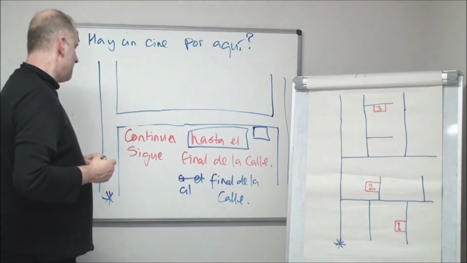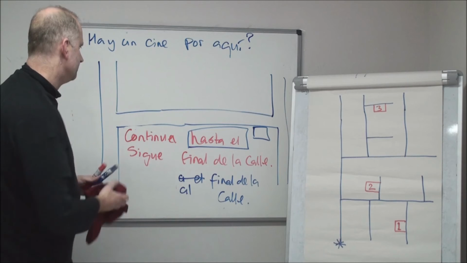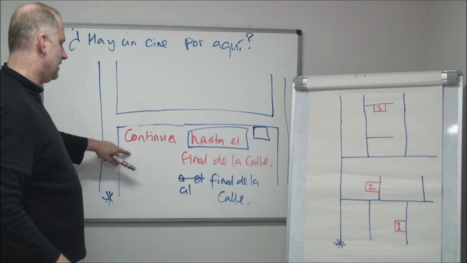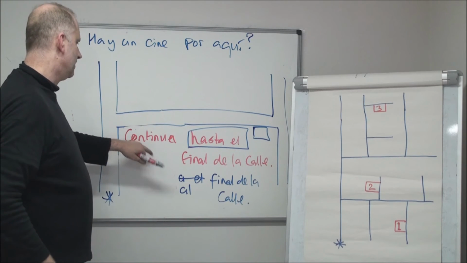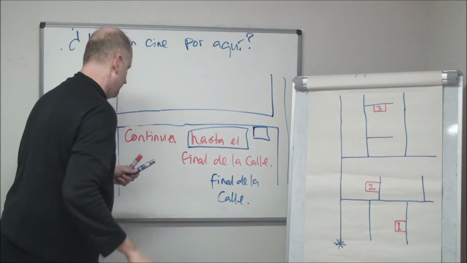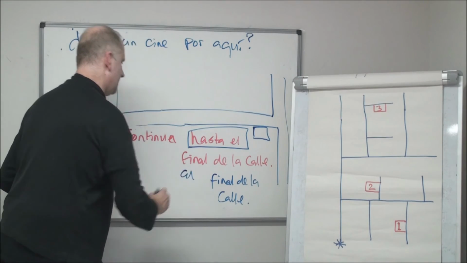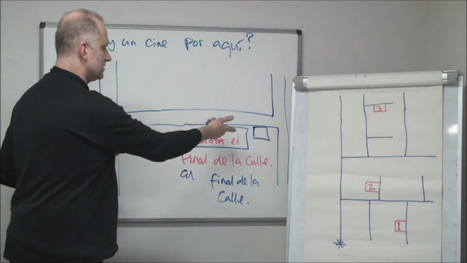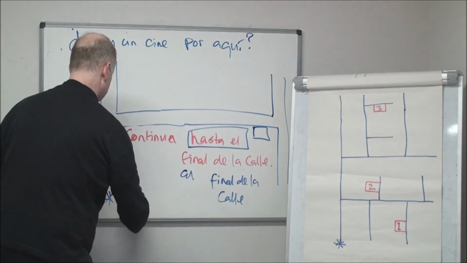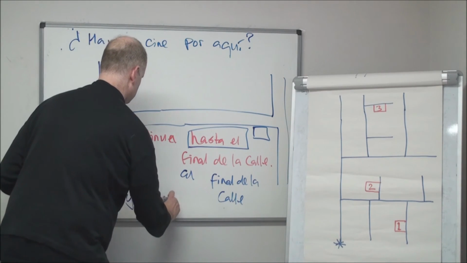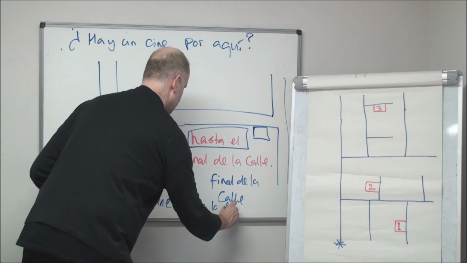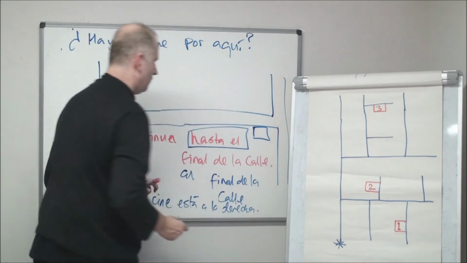So continuar hasta el final de la calle, or continuar al final de la calle, and then you can say, and then the cinema is on the right. Y el cine está a la derecha. Muy bien.